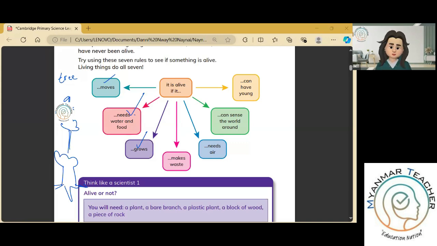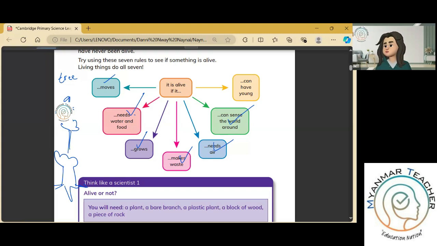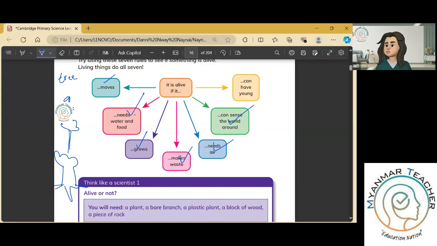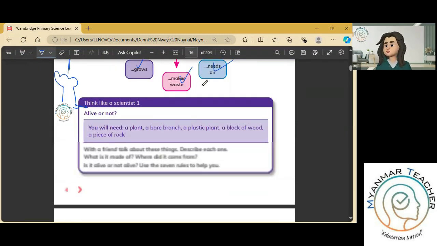But aquatic plants excrete metabolic waste through diffusion, like algae. So yes, it does make waste. It needs air, because carbon dioxide is from air and it needs that. Can it sense the world around? Yes, it does sense it. Can it have young? Yes. Trees can have seeds that are spread by animals, birds, and wind. So yes, they can.